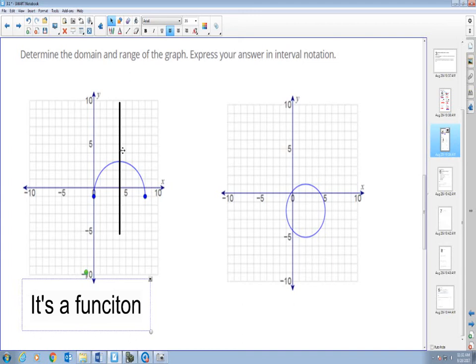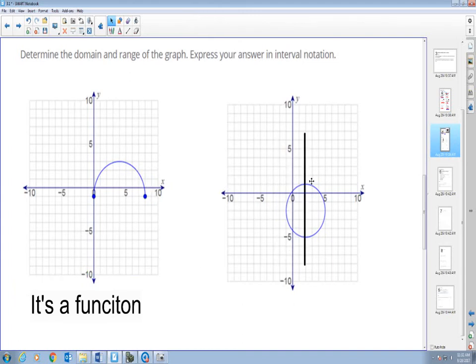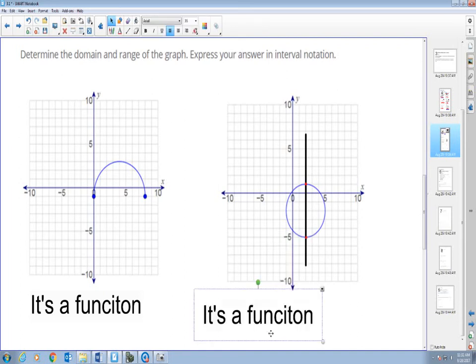Okay, now if I move the same vertical line on my circle graph, you are actually intersecting at two different points of the graph. So that indicates at this point and this point, the x values are the same, where we're going to have different y values. So this one is not a function.